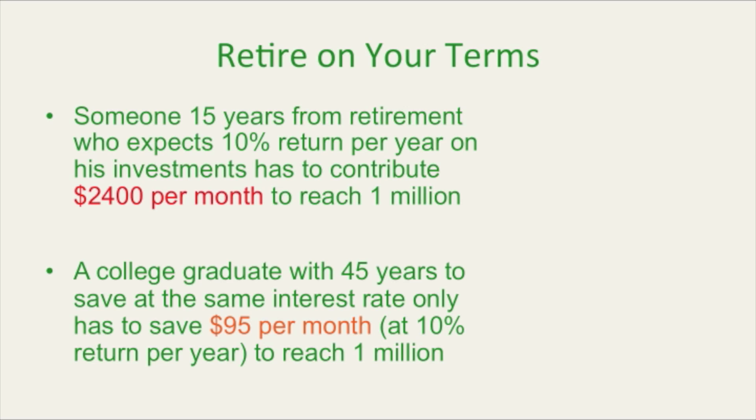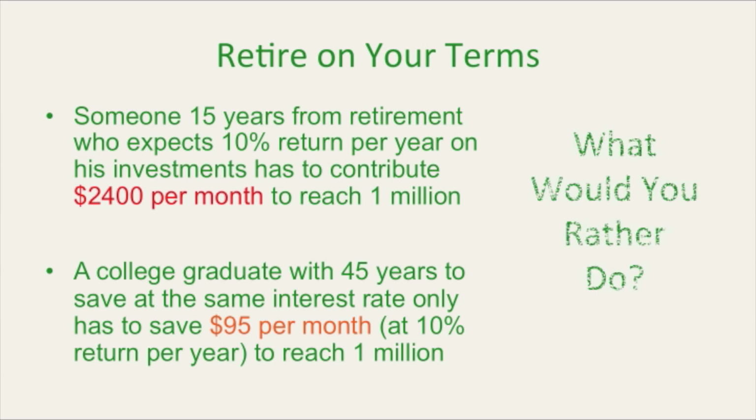Conversely, if you're a college graduate with 45 years to save at the same interest rate, 10% a year, you only have to save $95 a month in order to reach $1 million by the time you retire. Now, again, you tell me which one you would rather do, or which one you think is easier to do. I would say that it's easier to save $95 a month. And so what that means is the longer you have money making money for you, the better off you are. I hope you understand that from that example.